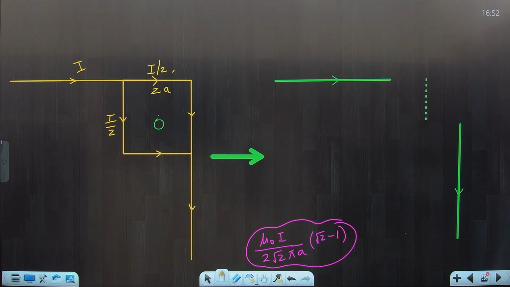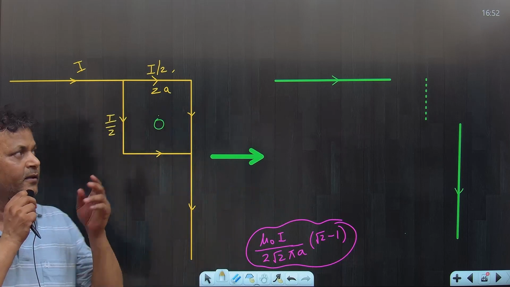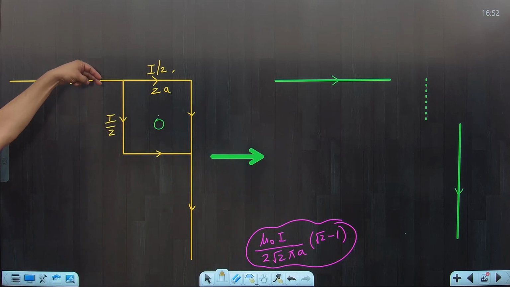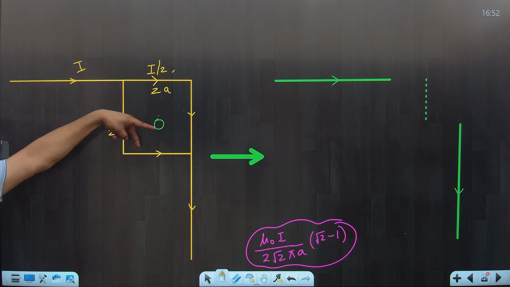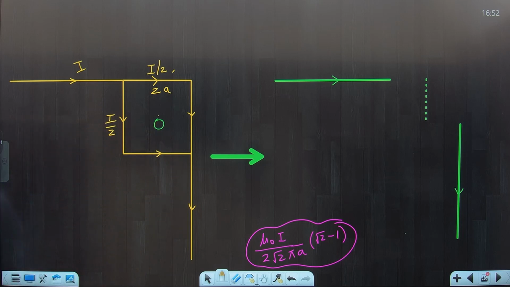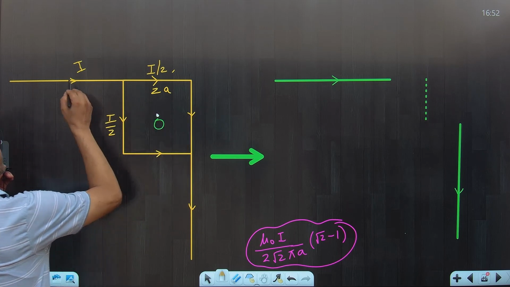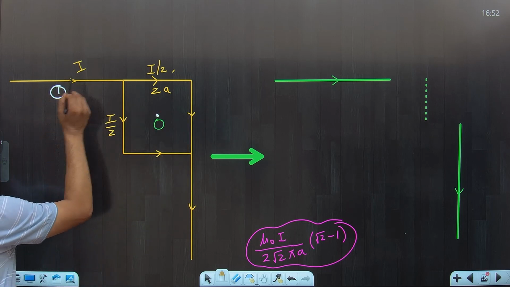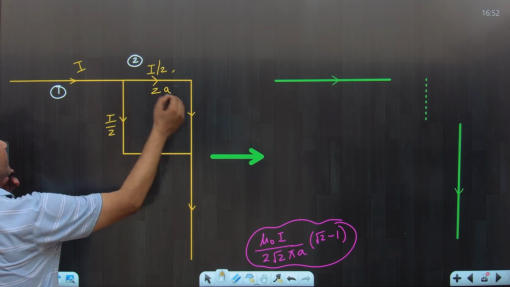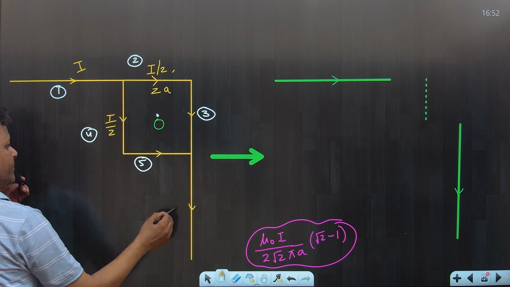Here is the problem. Here is a current I coming in this wire. Here it is divided into two segments. Now it is again joined and it goes here. You have to find the magnetic field at point O. You know that the magnetic field at point O can be calculated. Suppose this is the first part of the conductor, this is the second part, this is the third part, that is the fourth part, this is the fifth part, this is the sixth part.